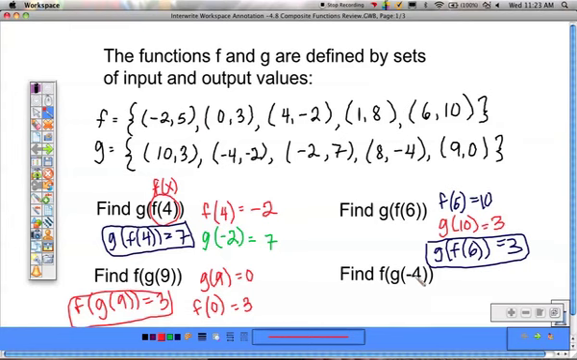So the next one, find g of negative 4 first. It's negative 2. So now find f of negative 2, and the answer is 5.